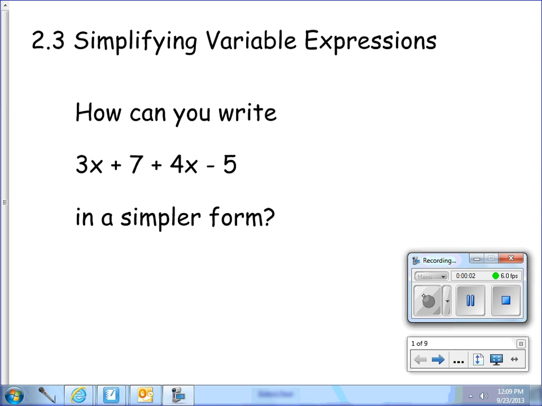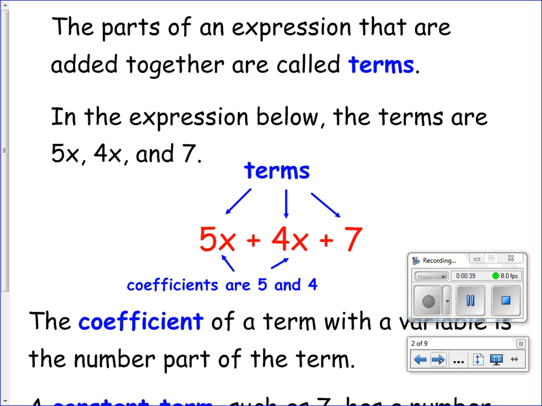Move into chapter 2, the third section, we're going to be simplifying variable expressions. This first expression, can anyone tell me how to make it in a simpler form? You can't solve it, but how can you simplify this expression? Somebody is saying that you can say 7 minus 5, and that's going to be 2. But the 3x and the 4x, we're not sure what to do with them. So let's move on to this lesson so we can learn how to simplify these kinds of expressions.